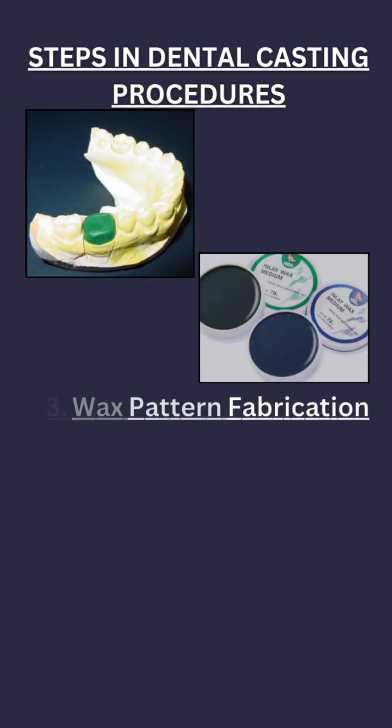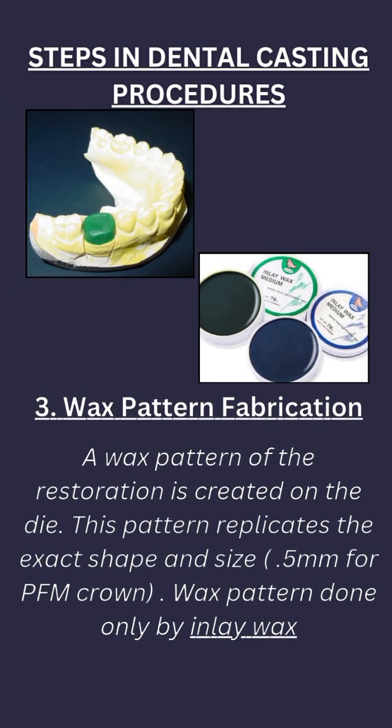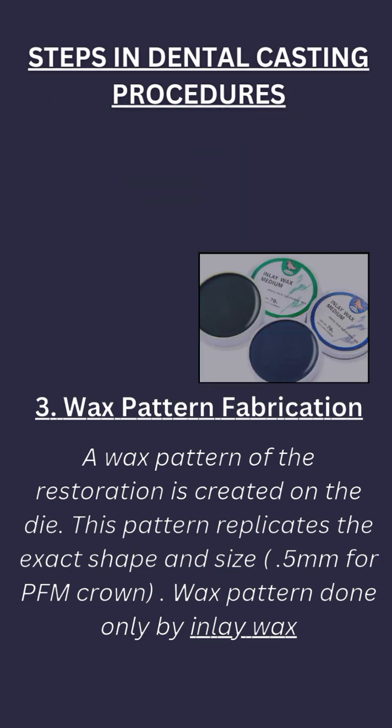Wax pattern fabrication: a wax pattern of the restoration is created on the die. This pattern replicates the exact shape and size, and the thickness should be about 0.5 mm for AFM crowns. Wax pattern is done only with inlay wax.